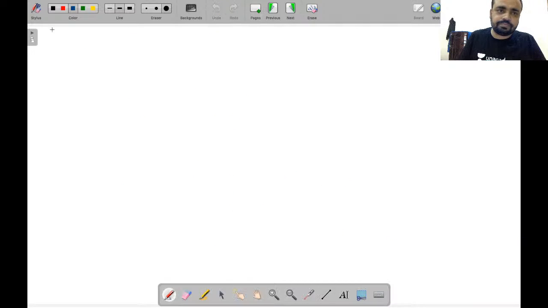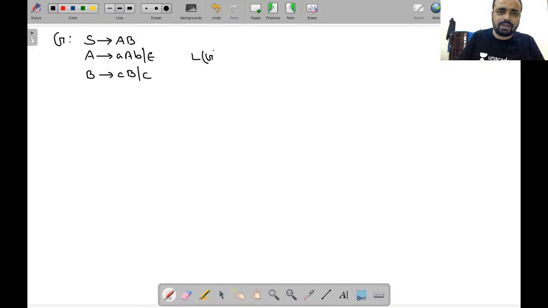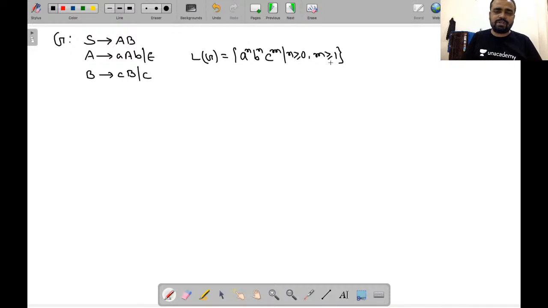So suppose a grammar is given in this form: S → AB, A → aA | epsilon, and B → cB | c. I hope you know the language generated by this grammar will be what? This will become a to the power n, b to the power n and c to the power m, where n is greater than or equal to 0 and m is greater than or equal to 1. So of course this will be the language generated by this particular grammar.